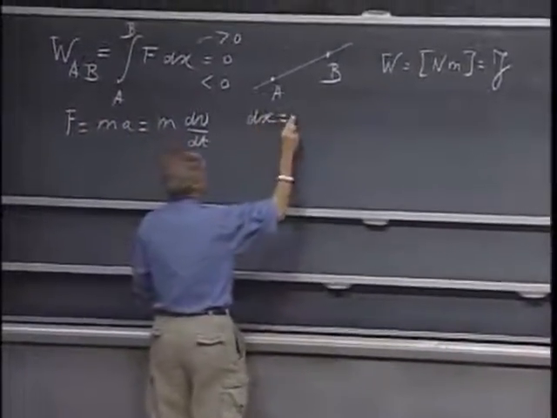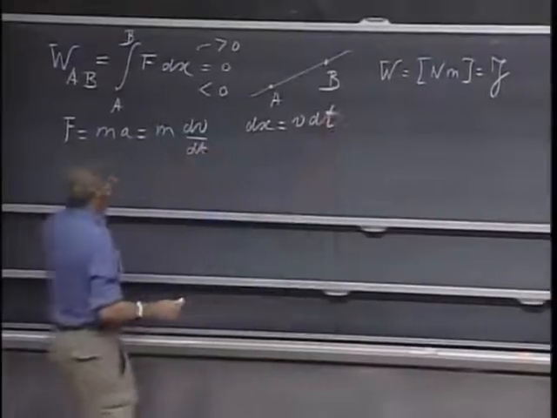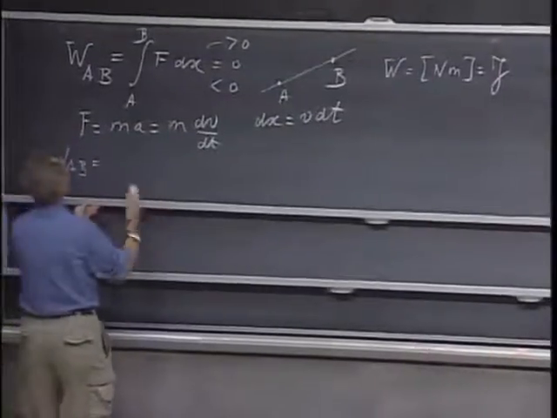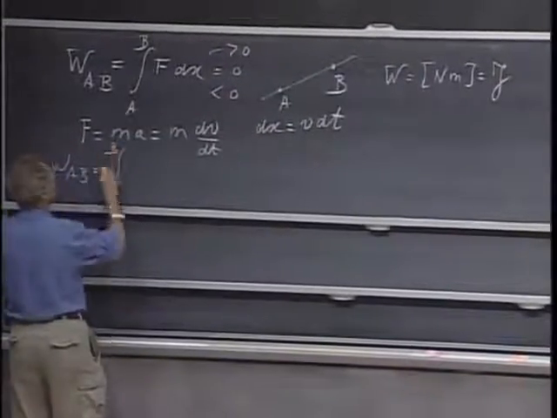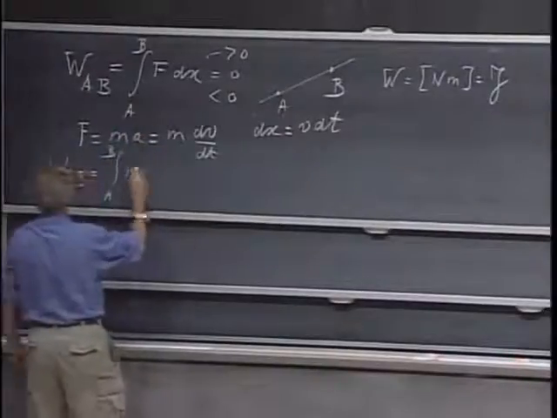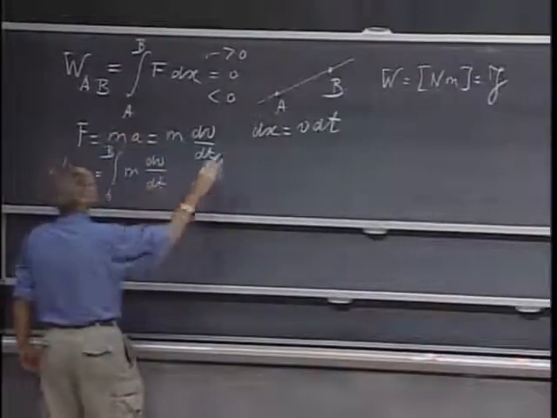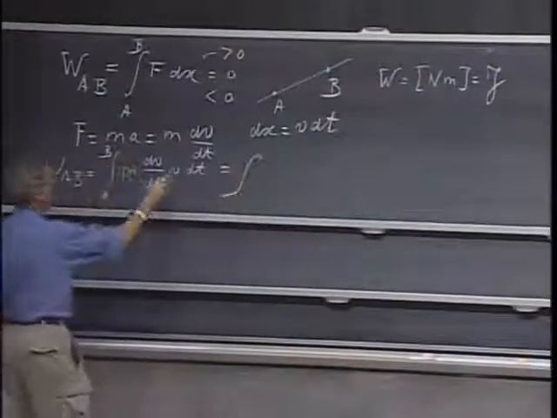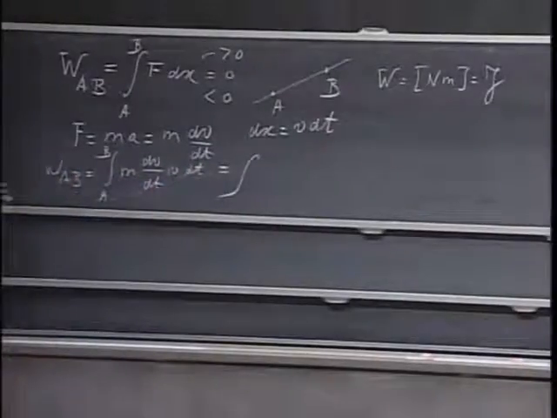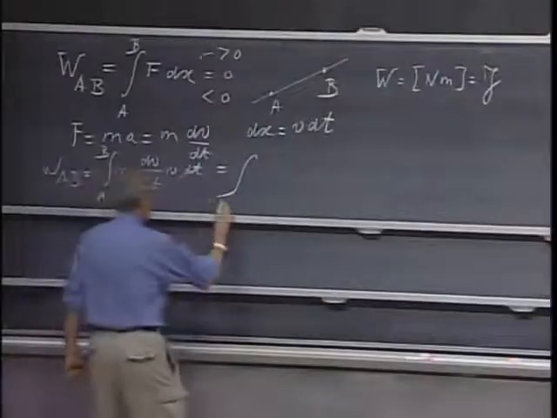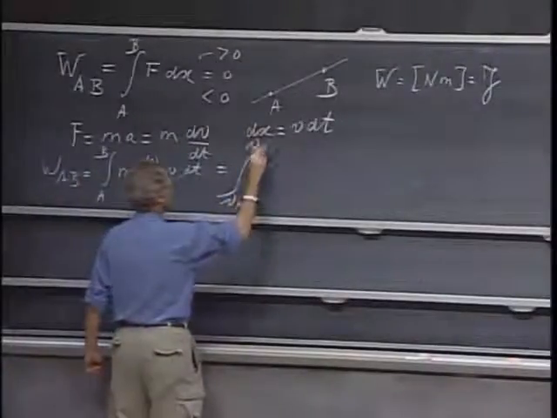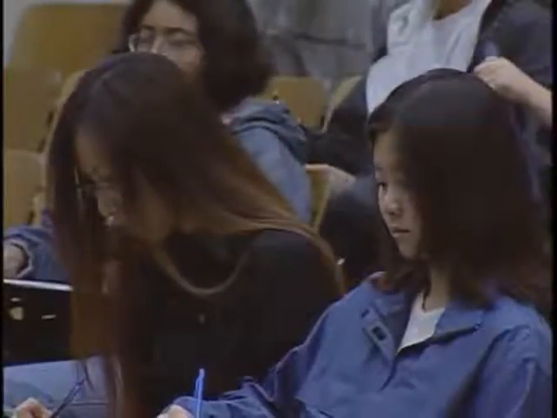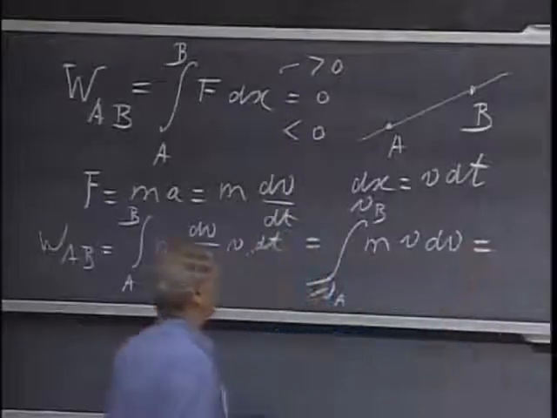and for dx, I can write v dt. I substitute that in there, so the work in going from A to B is the integral from A to B of the force, which is m dv dt, times dx, which is v dt. And look what I can do. I can eliminate time, and I can now go to an integral over velocity, from the velocity at A to the velocity at B, and I get m times v times dv. That's a very easy integral.